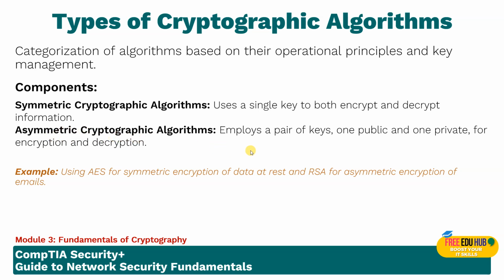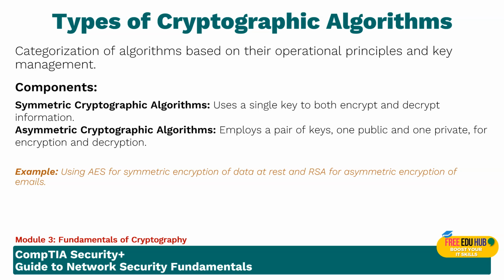The next algorithm is the asymmetric cryptographic algorithm. It employs a pair of keys, one public and one private, for encryption and decryption. That's why it's called public key cryptography. The primary weakness of a symmetric algorithm is that distributing and maintaining a secure key among multiple users poses a challenge, whereas an asymmetric cryptographic algorithm uses two mathematically related keys known as the public key and the private key.